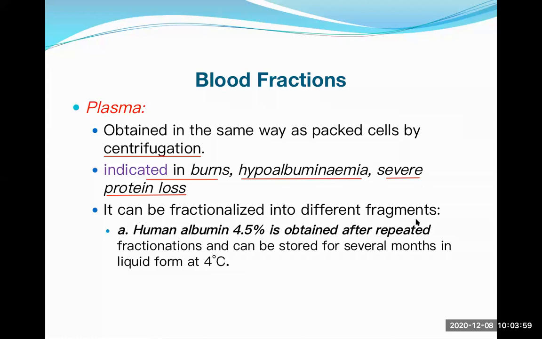It can be fractionated into different fragments, like human albumin 4.5%, which is obtained after repeated fractionation and can be stored for several months in liquid form at 4 degrees centigrade. So in clinical practice, this human albumin 4.5% is very commonly utilized. Now you may be wondering, what is this 4.5%? This 4.5% is 45 gram of albumin per liter, or 4.5 gram per 100 ml. This is the way we interpret it.